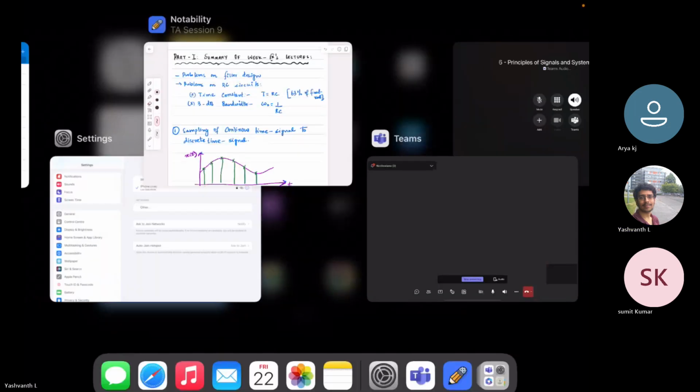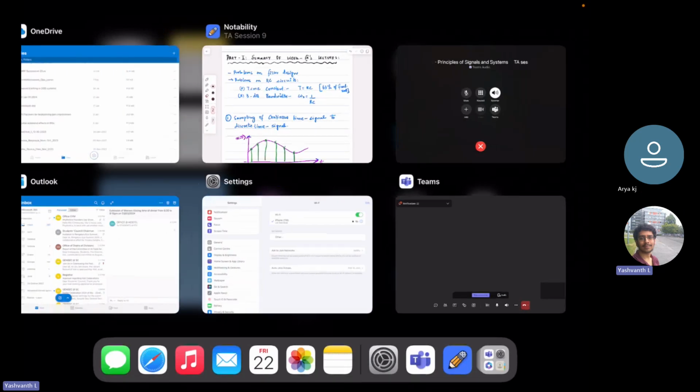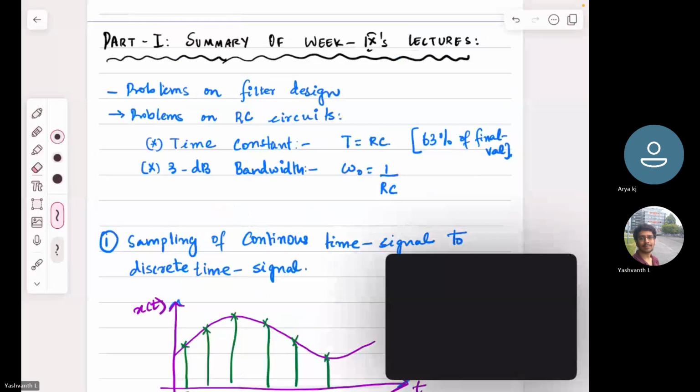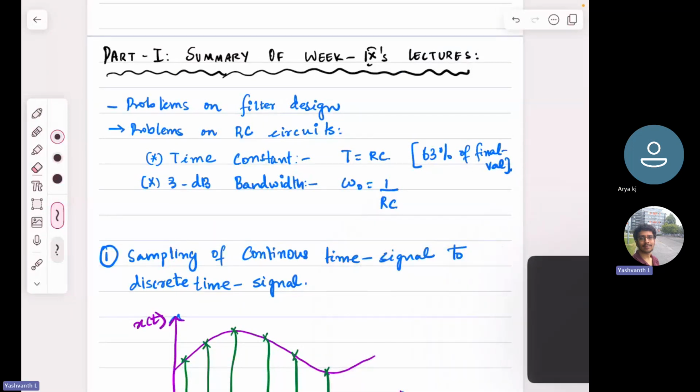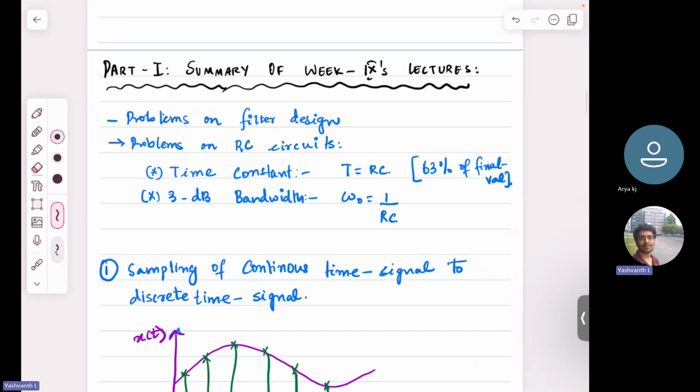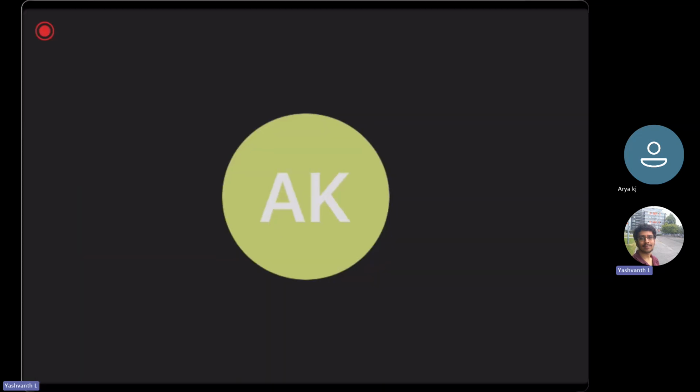Okay, so I'm sharing my screen. Are you able to see? Yes, sir. Okay, you can see. Thanks. Yeah, it's also getting recorded, I believe. Let me just quickly check.